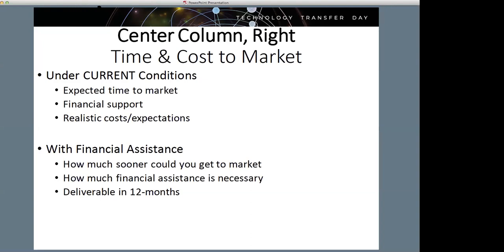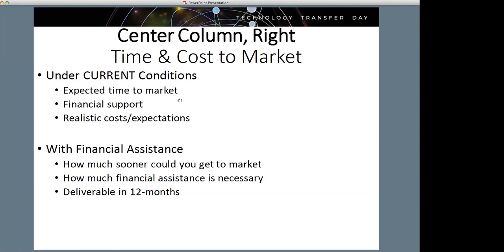Or maybe it's not financial assistance. Maybe it is you need access to more data. You need access to more end users to do a pilot. So whatever that ask is, how much sooner will addressing that ask get you to market, right? If you do need additional financial assistance, how much is necessary?